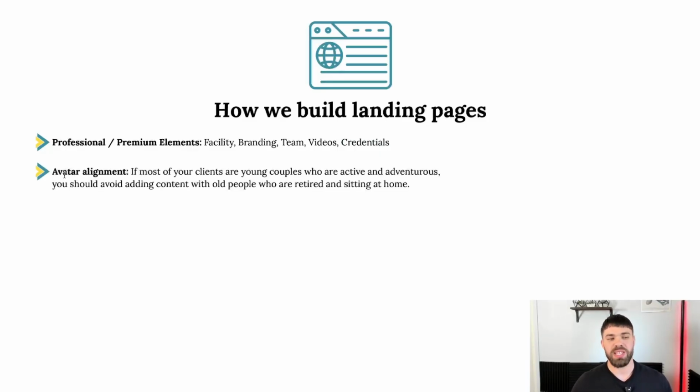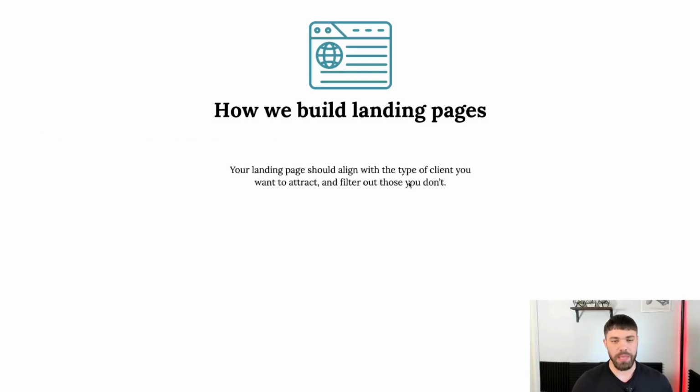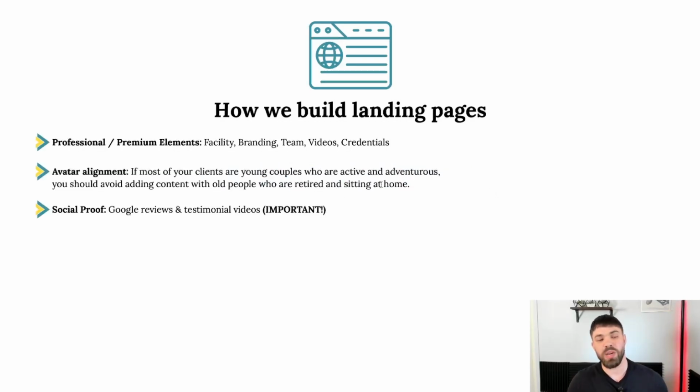The next thing we have is avatar alignment. So if most of your clients are young couples who are active and adventurous, you should avoid adding content with old people who are retired and sitting at home. Again, you want to make sure your landing page aligns with the type of people who you want to attract and filter out those you don't. Next thing we have is social proof. This is a big one. Put Google reviews on your website. Add testimonial videos. This is super, super important to boost your credibility.